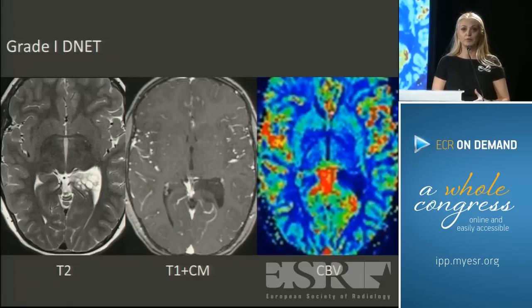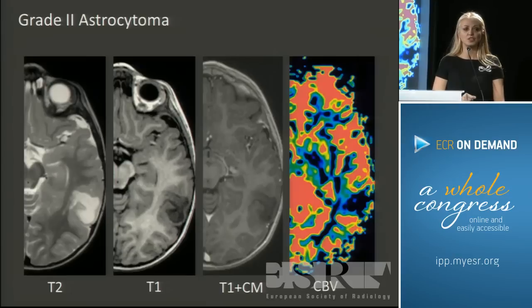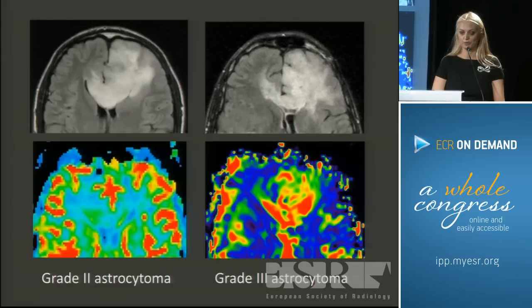If you want to do it even better in small lesions, if you're not sure what you are looking at, you can even overlay this perfusion and a T2-weighted image so that you're sure what you are looking at. This is a grade 2 astrocytoma. Again, low-grade tumor, non-enhancing, and on a CBV map on the right side, low perfusion.